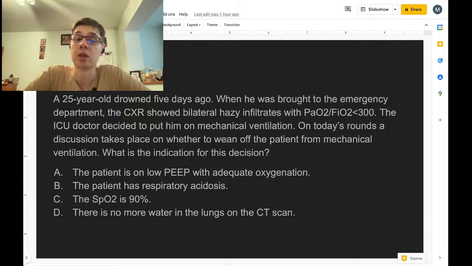A. The patient is on low PEEP with adequate oxygenation. B. The patient has respiratory acidosis. C. The peripheral oxygen saturation is 90%, or D. There is no more water in the lungs on the CT scan. Let me know your answers in the chat box. Also, please present the argument for your choice.